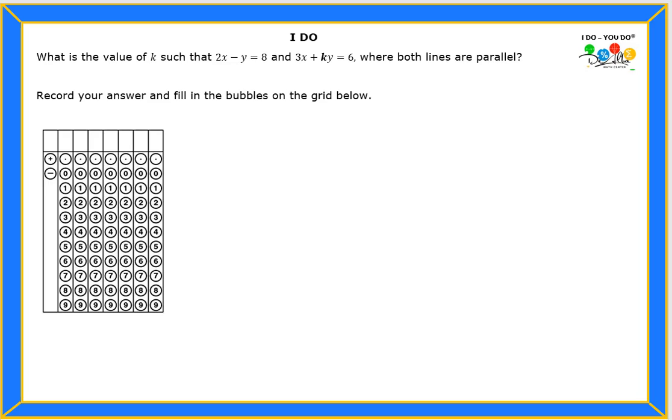Okay, so we're looking for the value for k, right? And that is going to be in my second equation. What we do know is that both lines are going to be parallel lines. What comes to your mind when I say parallel lines? Yeah, they are lines that never meet, they never intersect, but there's something else important about the slope. Okay, the slopes are the same.